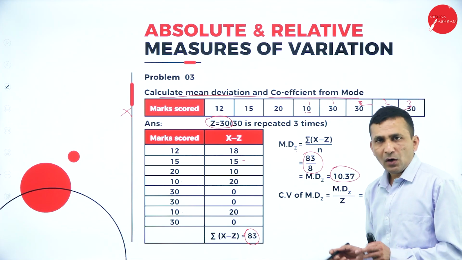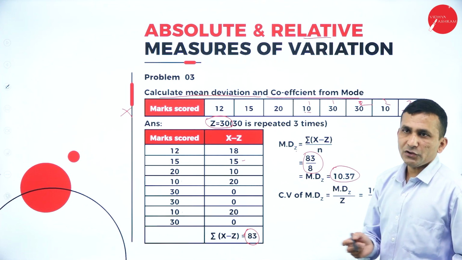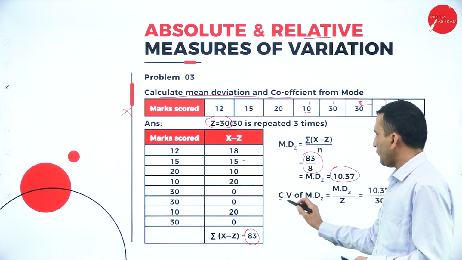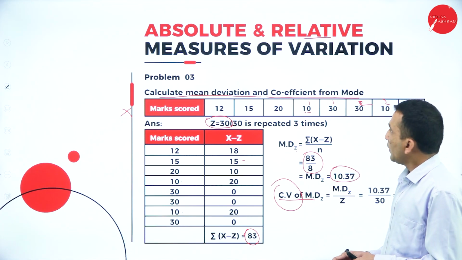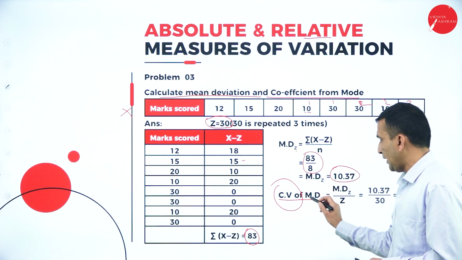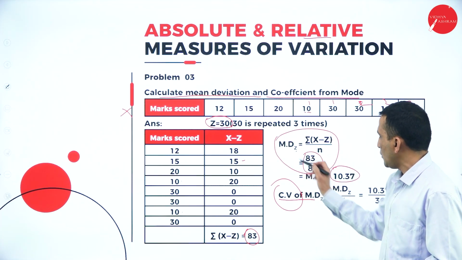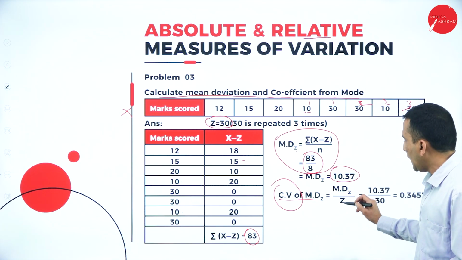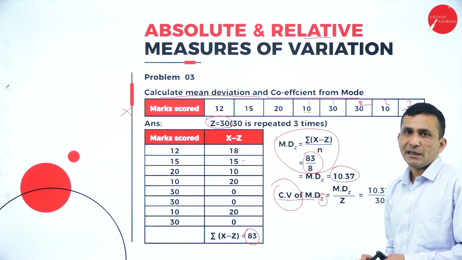Now which is related to absolute. We calculated absolute. Now we are trying to go for the relative measure of variance. So the formula, coefficient of, when you are adding a coefficient, which is nothing but the relative measure of variance. So coefficient of mean deviation of mode. So whatever is calculated as absolute, we are writing in the numerator, and in the denominator, because we are doing it with the help of mode, right? So in the denominator we are writing Z.